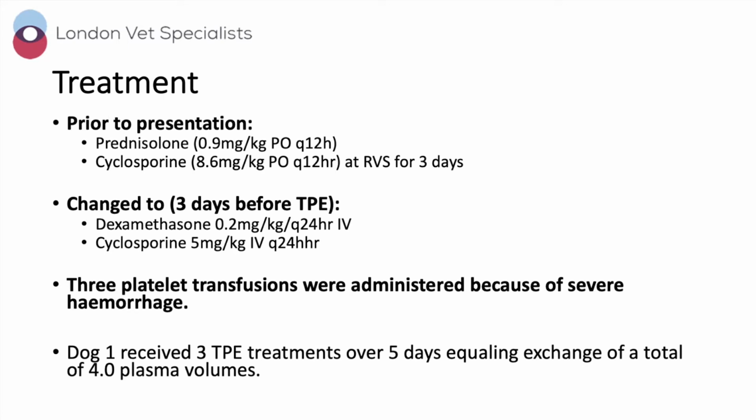So treatment: this dog had been treated by its primary care practice prior to presentation to the university, and its treatment was slightly changed. It was started on dexamethasone and remained on cyclosporine, but the doses were slightly changed. And then 3 days later, due to unresponsiveness, it was started on TPE. It had had 3 platelet transfusions prior to TPE because of severe hemorrhage. And it had a total plasma exchange of 4 volumes.